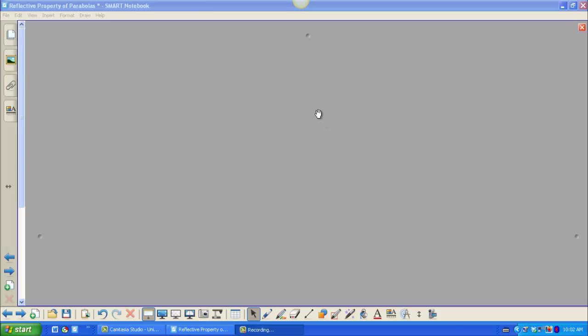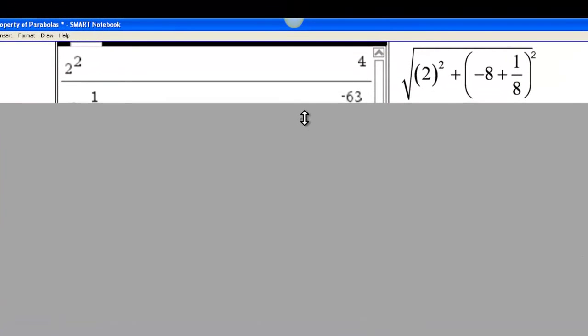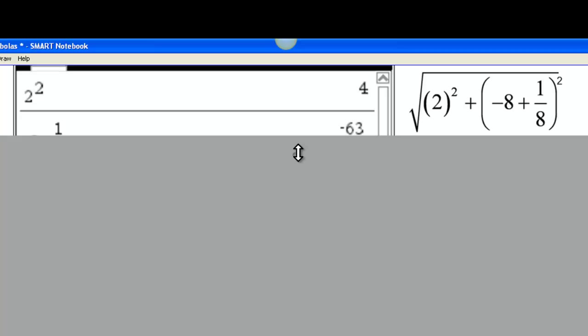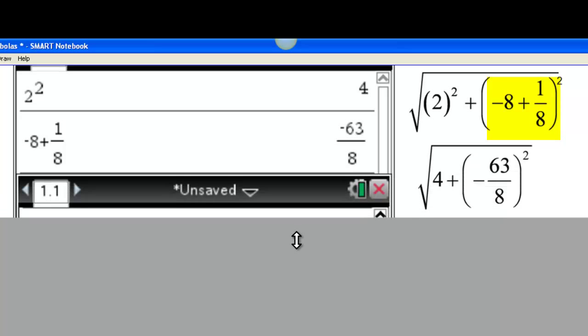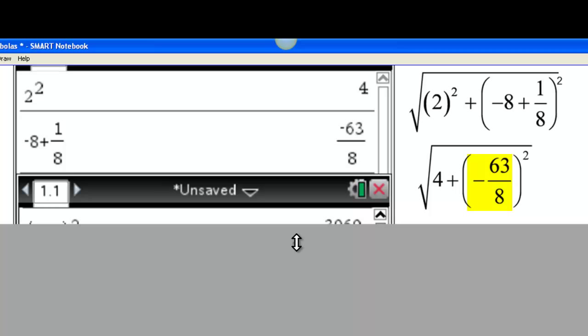I get that you could probably just shove it into a calculator and have it come out, but I want to show you the steps because we want our answer to be exact, not a decimal approximation. If you look at the setup, we want to do the square root of 2 squared plus the quantity negative 8 plus 1/8 squared. 2 squared is 4, pretty straightforward. But then negative 8 plus 1/8 is negative 7 7/8, which as an improper fraction is negative 63/8. So I simplified the negative 8 plus 1/8 to negative 63/8.